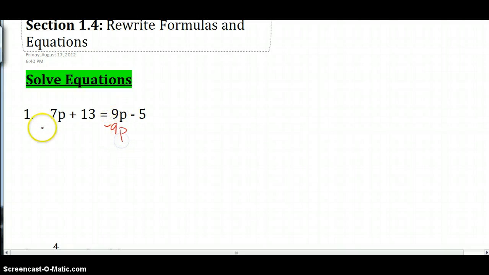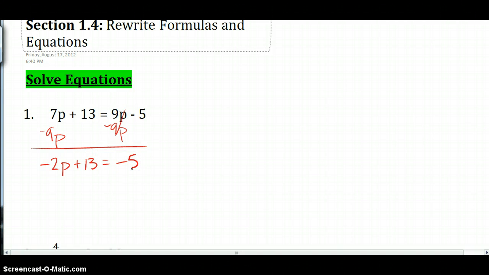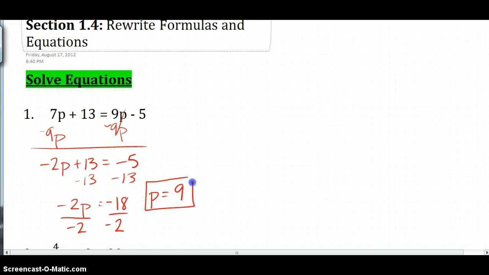So I'm going to subtract 9p on both sides, so I get rid of that. And over here I'm going to have negative 2p, and then write the rest of the formula. So I have plus 13 left over on that side, and over here I have a negative 5. The next step, get your constants on the other side. So I'm going to subtract 13 to the other side. So I have negative 2p equals negative 18. The last step would be to divide by negative 2. So p equals 9.